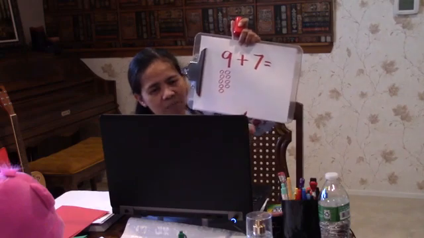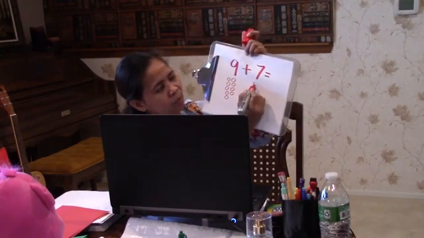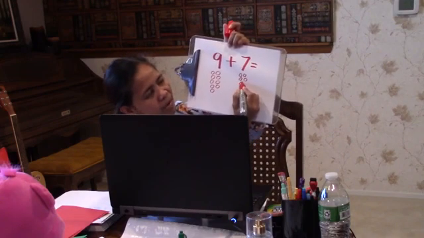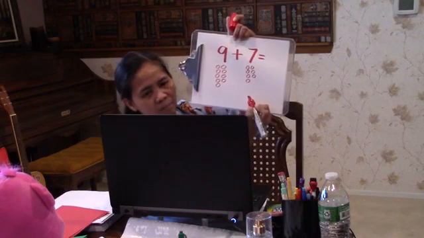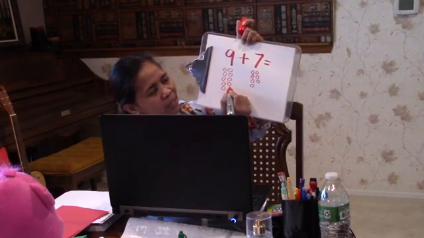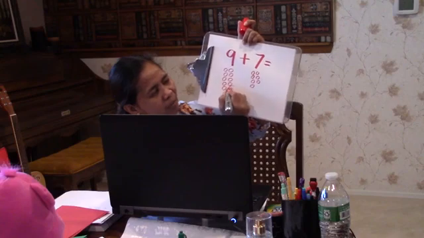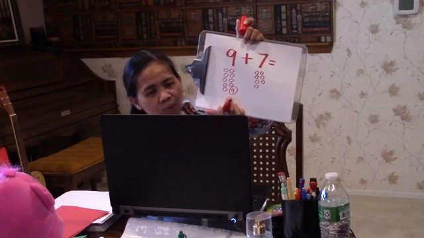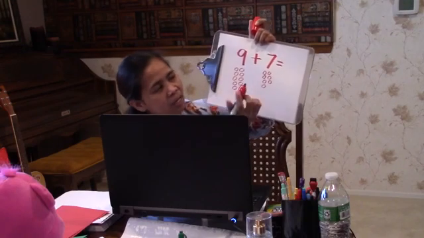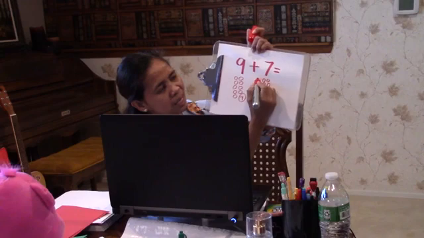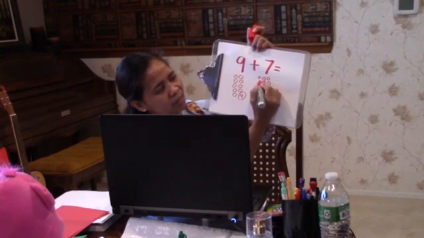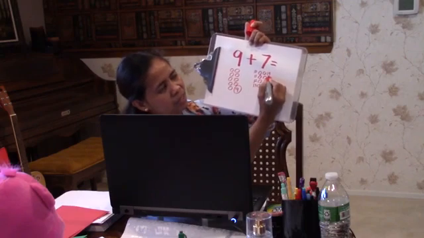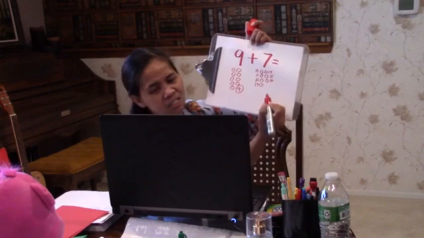So I have 9 and then 7: 1, 2, 3, 4, 5, 6, 7. Now remember that the last number here is 9, okay? In our first group. And the man said we need to count on continuously from 9. Here we will start with 10, 11, 12, 13, 14, 15, 16.